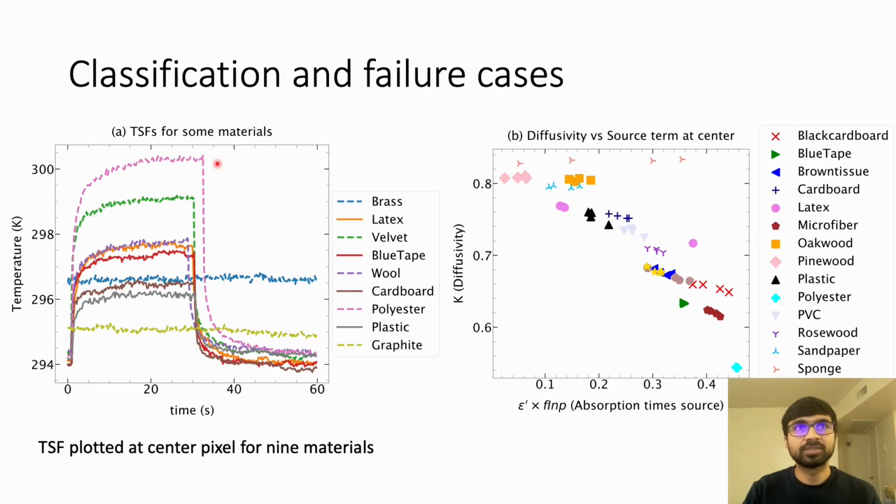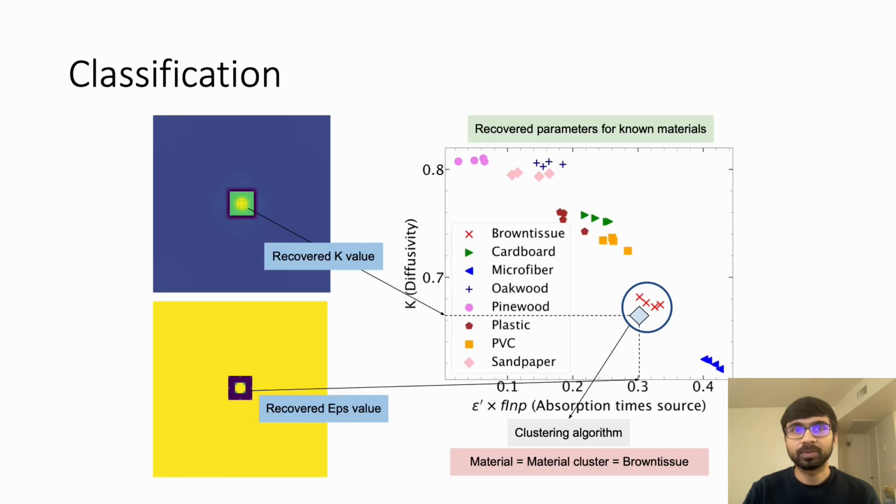So for given TSFs, we use the inverse FD algorithm and recover the thermal properties. We use these properties of materials as features for classification. We should also note that because of the low absorption and quick heat dissipation of thermal conductors, we are unable to recover their information using a low power laser, as their TSFs are almost flat. The recovered K and epsilon prime are used in this case to identify the material as brown tissue.